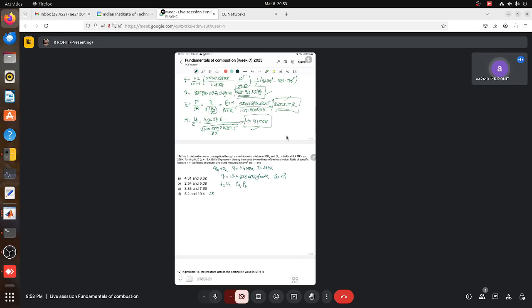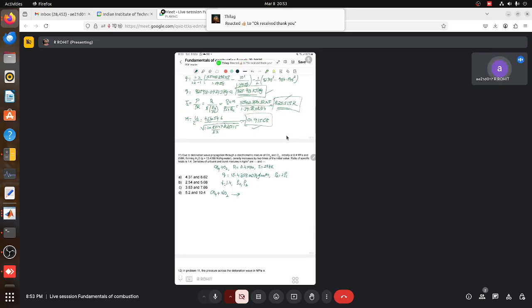Now from the methane equation, that is CH4 plus 2O2 gives rise to CO2 plus 2H2O. The mole fraction of methane, if you see, is nothing but 1 by 1 plus 2, which is 1 by 3, which is 0.33, and the mole fraction of O2 is nothing but 1 minus the mole fraction of methane, which is 0.667.